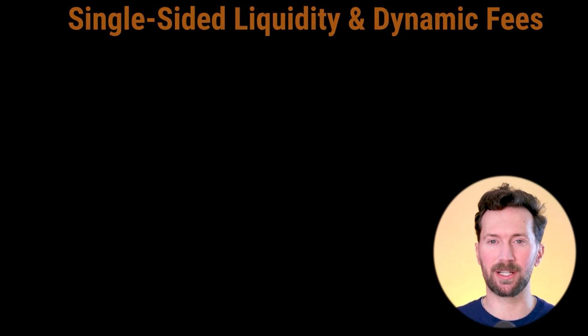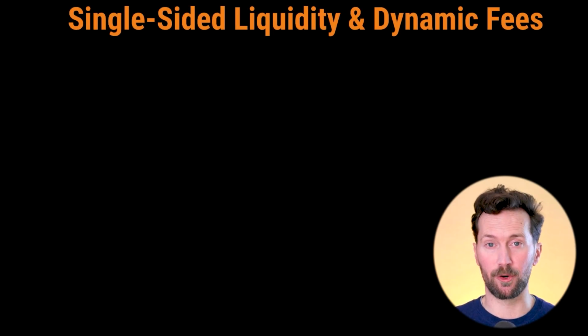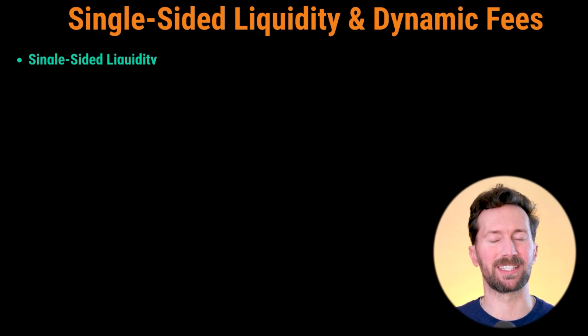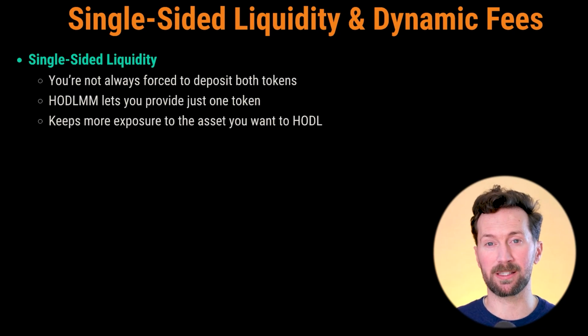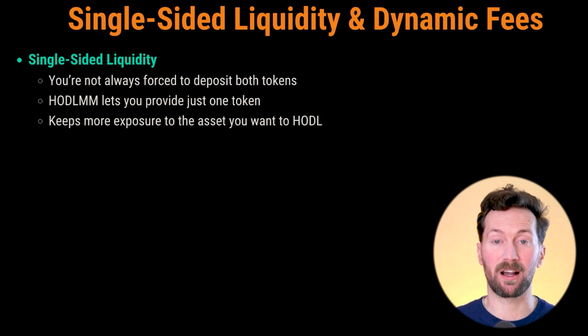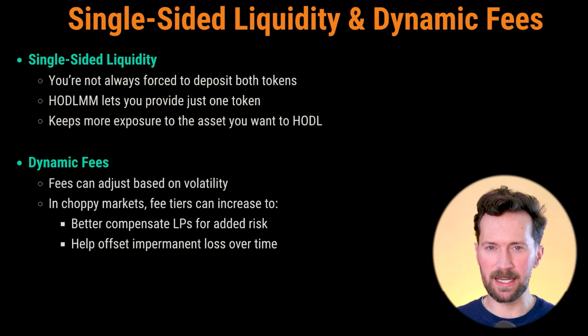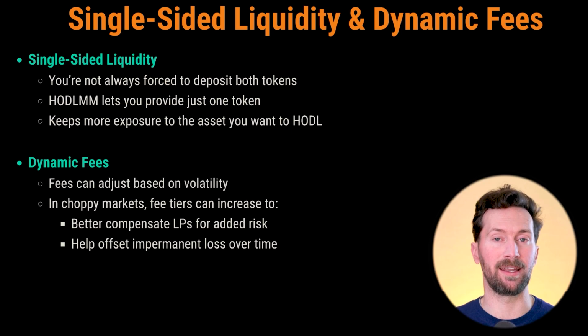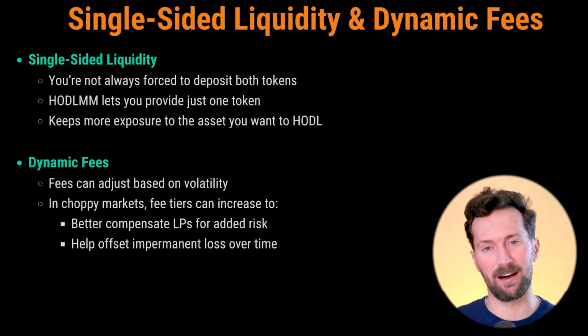Next, we'll talk about single-sided liquidity. So you're not always forced to deposit both tokens into a pool. HODLMM supports what's called single-sided liquidity deployment, so that you can deposit just one token if you like, and keep more exposure to the assets you want to HODL. Next, we'll talk about dynamic fees. Fees in HODLMM can adjust dynamically based on volatility. In more volatile conditions, the fee tier can increase, which helps compensate LPs for taking on more risk and offset potential impermanent loss over time.